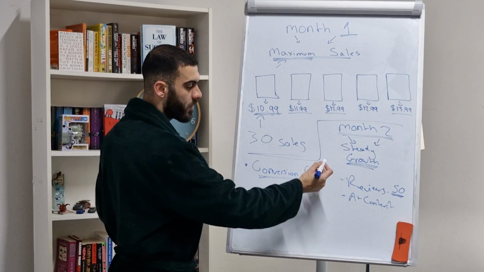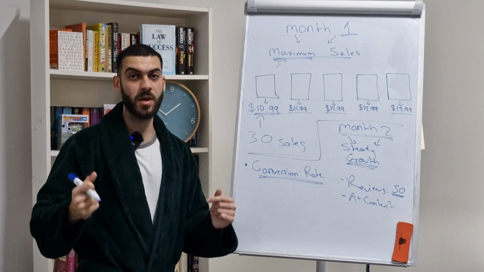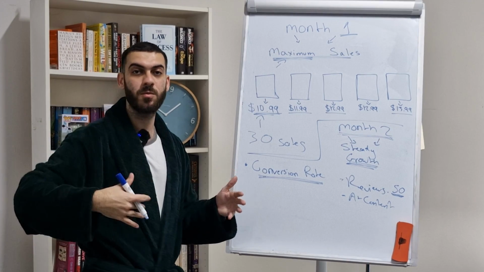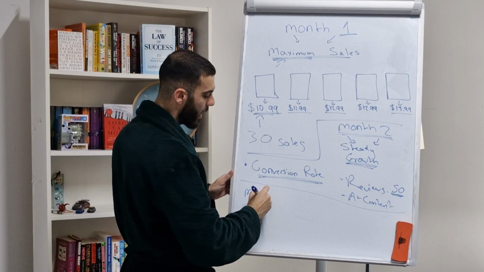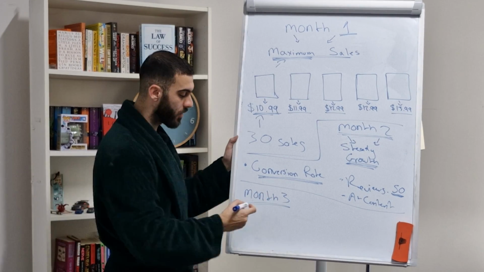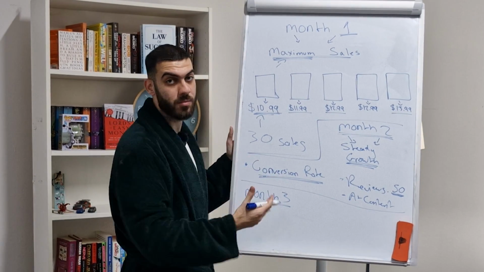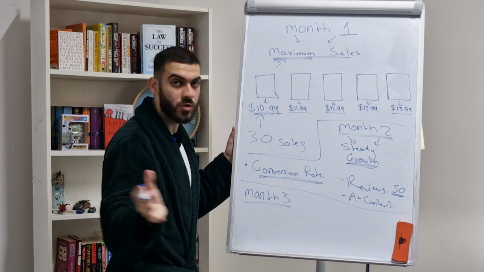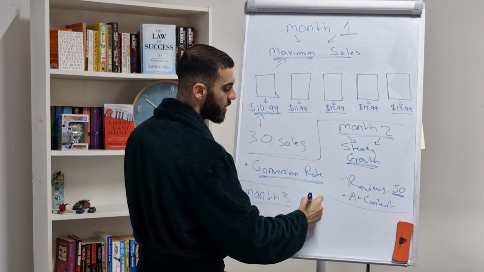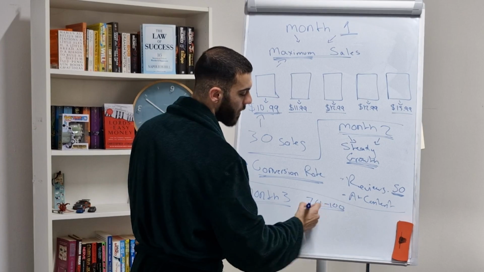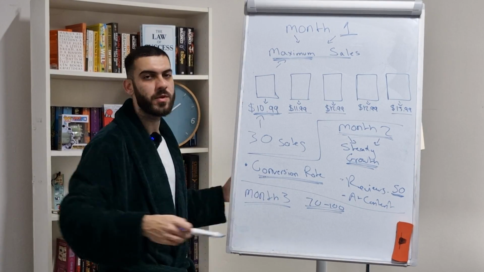Now, once you see that conversion rate boost, the algorithm picks up your book and starts expanding you for more keywords, and it starts showing you in more places. That's when your book grows exponentially. But that happens in month 3. Now in the 3rd month, the algorithm has already picked up your book. It has over 100 pieces of sales data showing that it can sell at a lower price, and you should start reaching 70 to 100 reviews by the 3rd month. If not, then you can reach it by the 4th month.